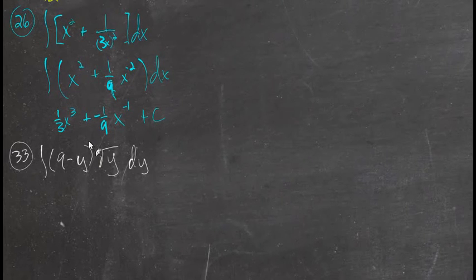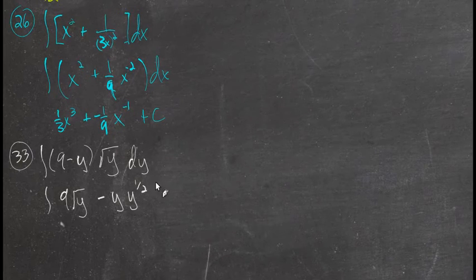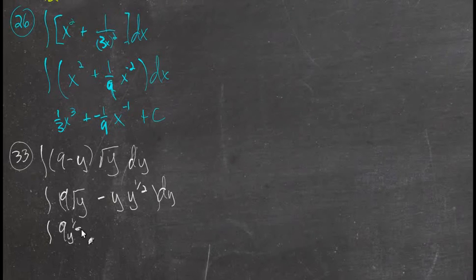Well, there's no power here, so there's nothing stopping you from combining these. So we could get 9 times the square root of y minus y. Let's say y times y to the 1/2. When we distribute this y, that could be y to the 1/2. And then the whole thing's times dy. So this becomes the integral of, let's say, 9y to the 1/2 minus y to the 3/2 dy. And now we take the antiderivative like normal.